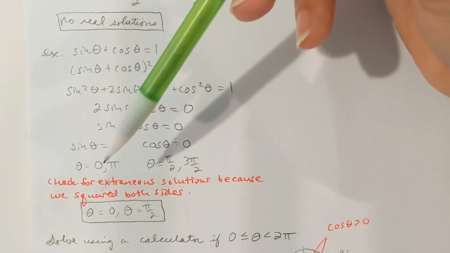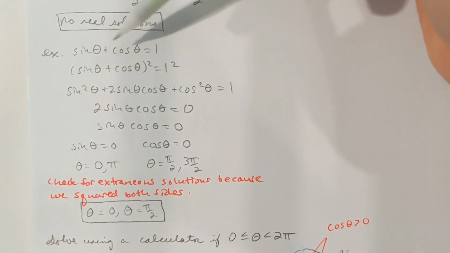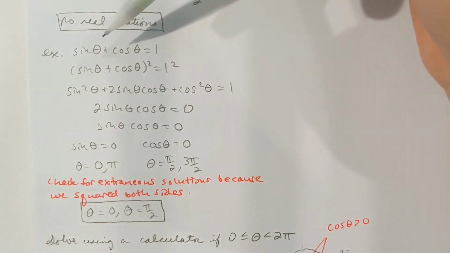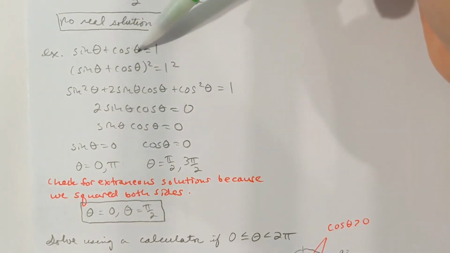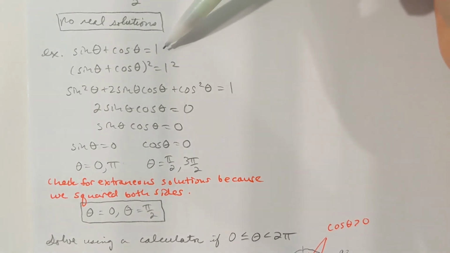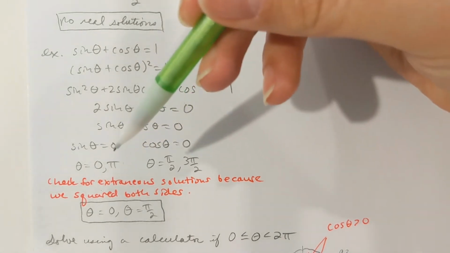When we do that, if theta is 0, sine of 0 is 0, cosine of 0 is 1, 0 plus 1 is 1, that's true. If theta is pi, sine of pi is 0, cosine of pi is negative 1, 0 minus 1 is not 1, it's negative 1, so pi would be extraneous.